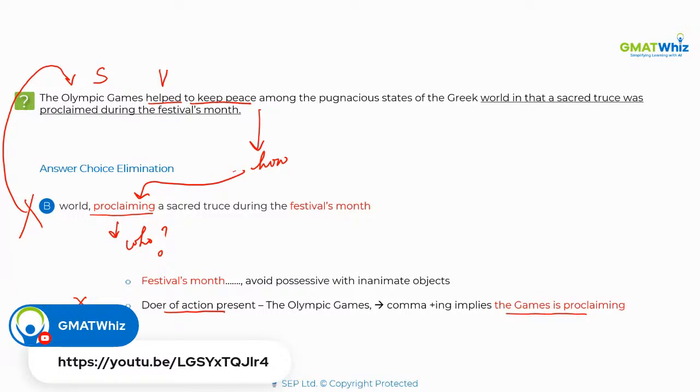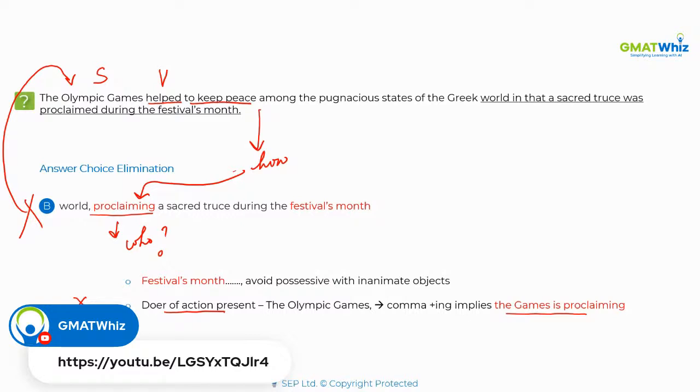Yes, happy, we can also eliminate it because of festival's month. All right, with inanimate objects, let me put it this way, it's not very idiomatic to use the apostrophe s. I mean, the month does not belong to the festival as such.